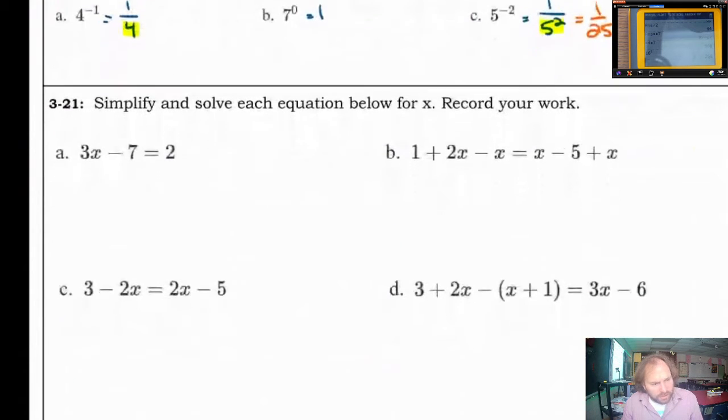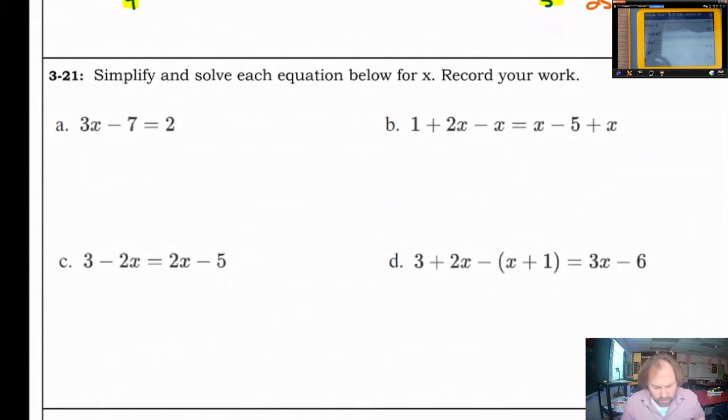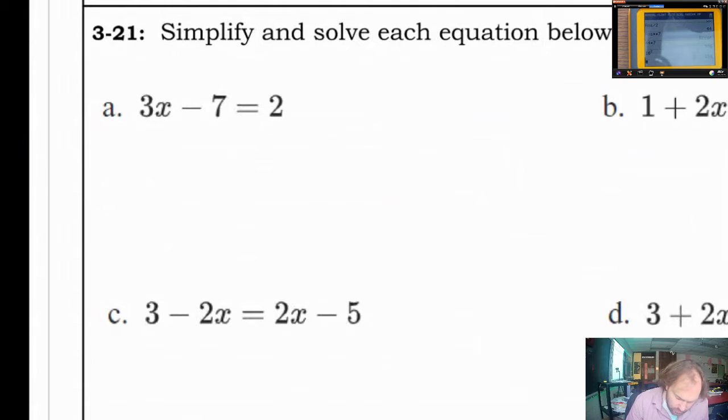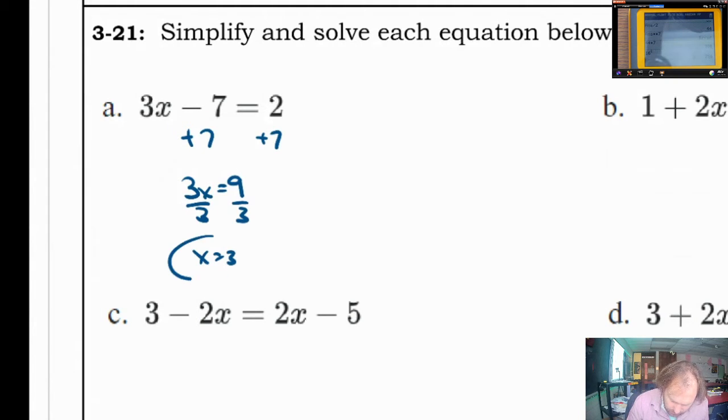3-21, simplify and solve each equation below for x and record your work. So yeah, let's just get into it. We're just solving equations for x. Think about algebra tiles from back in the day. We're going to add 7 to both sides for starters, and we have 3x equals 9 here. Then we'll divide the 3 on both sides and get x equals 3.